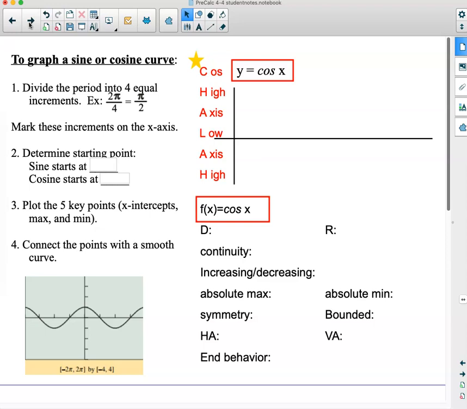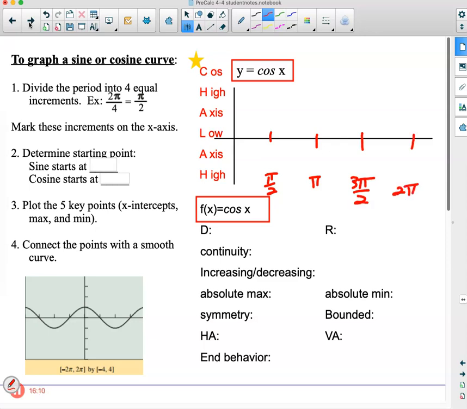Meet cosine. Very, very similar, obviously, to what we just had when we graphed the sine graph. So this one says divide the period into 4 equal increments. Well, 2 pi divided by 4 is still going to be pi over 2. So 1 pi over 2, 2 pi over 2, which is pi, 3 pi over 2, 4 pi over 2, which is 2 pi. Cosine is still going to oscillate between 1 and negative 1.